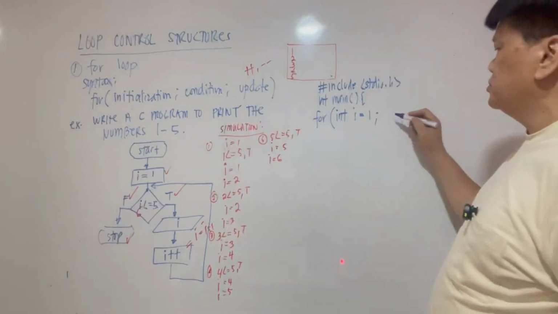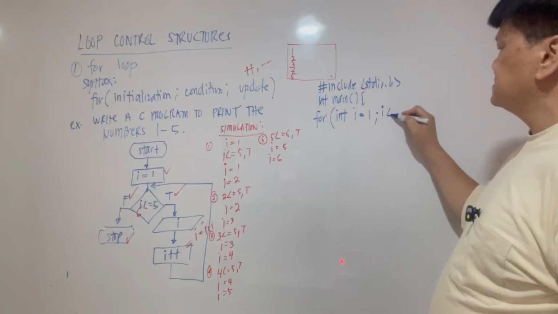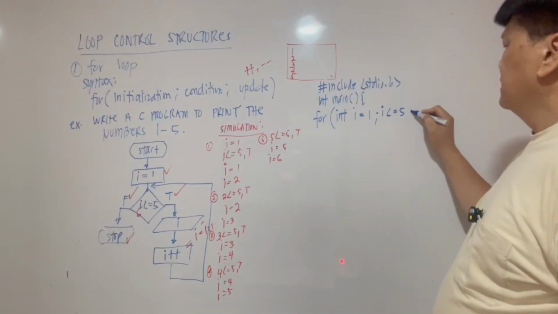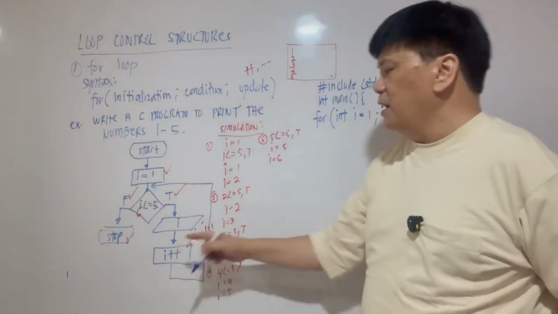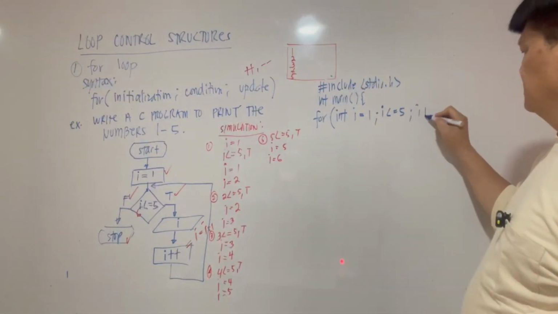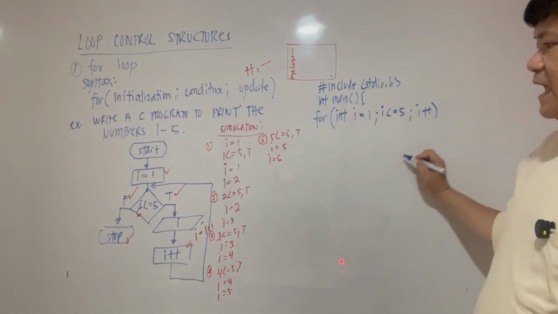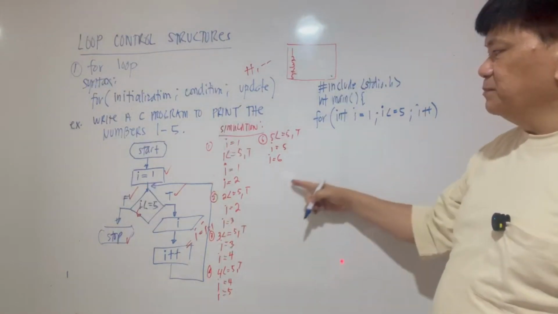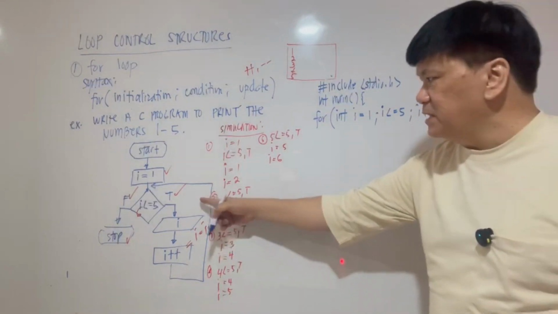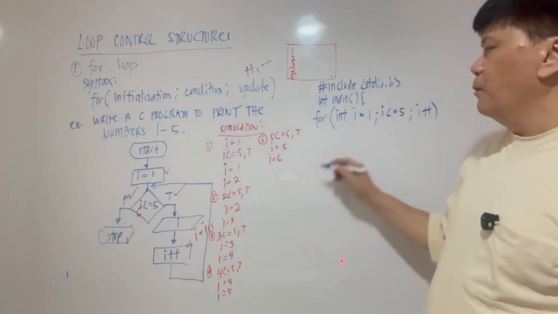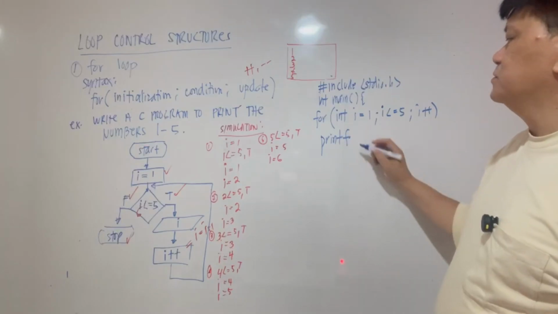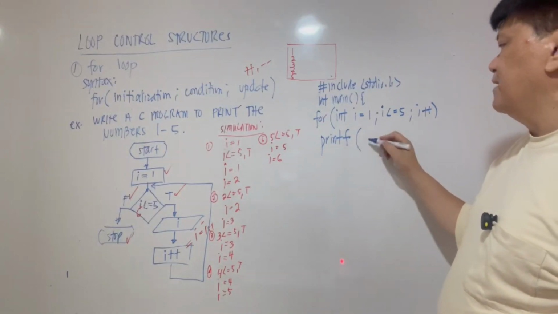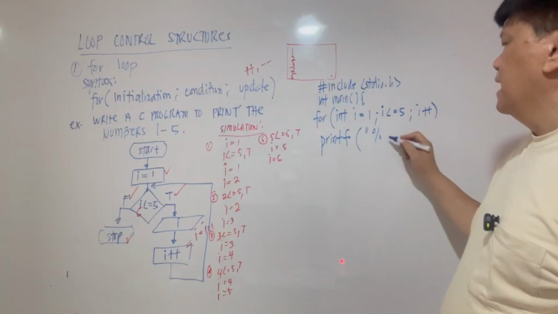And then, next is the condition. So what is the condition? Is I less than or equal to 5? Then followed by semicolon, and then the update. So there you are, I plus plus. And then, what will be the next statement if it is true? We only have one statement there, so we're going to output, printf, the value of your I.